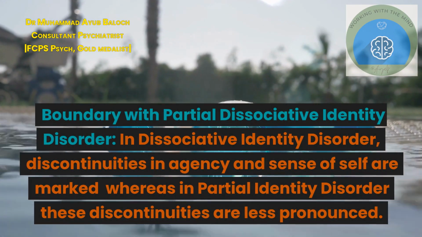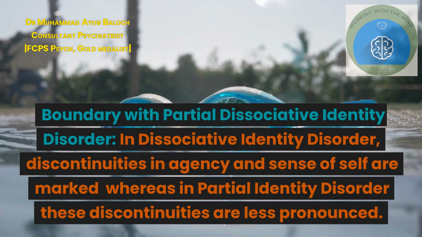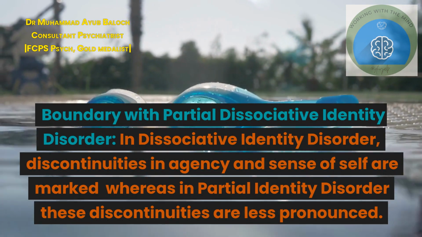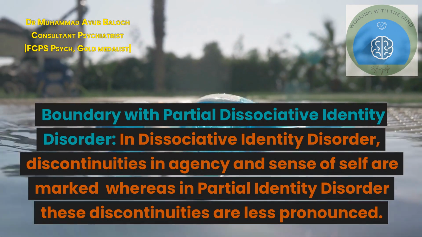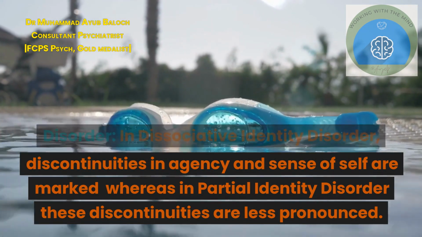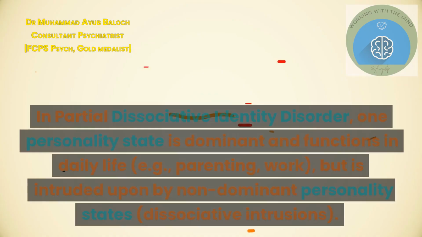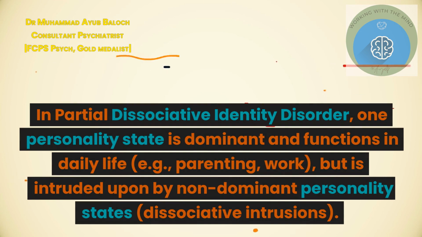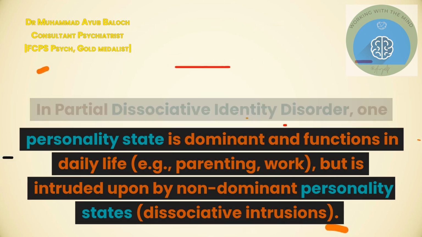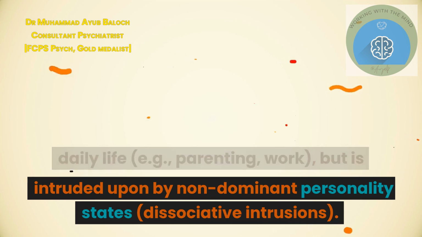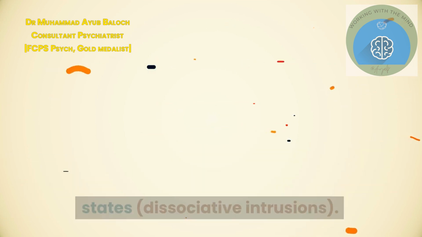Boundary with partial dissociative identity disorder. In dissociative identity disorder, discontinuities in agency and sense of self are marked, whereas in partial dissociative identity disorder these discontinuities are less pronounced. In partial dissociative identity disorder, one personality state is dominant and functions in daily life, for example, parenting, work, but is intruded upon by non-dominant personality states, dissociative intrusions.